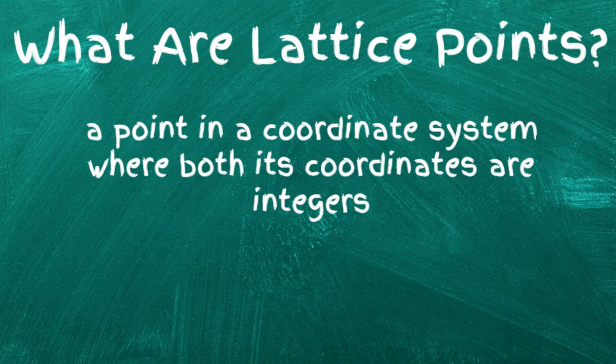Next, we have lattice points: a point in a coordinate system where both its coordinates are integers. You now move to the topic that connects geometry and number theory, which is lattice points. These are simply points whose coordinates are both integers. For example, we have (0, 3), (-4, 2), and (5, 0). These points lie exactly on the grid intersections of the coordinate plane.